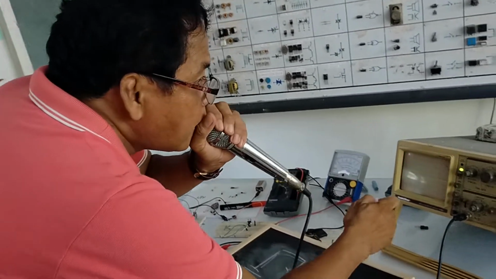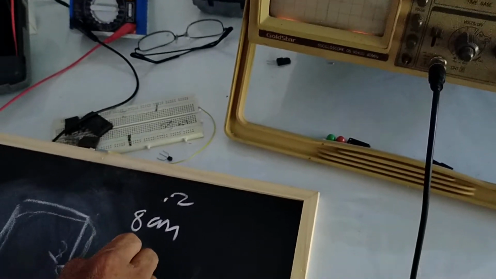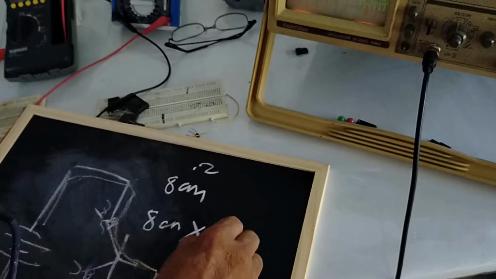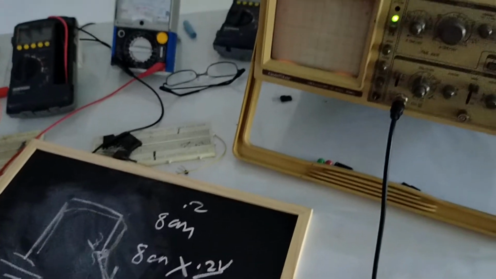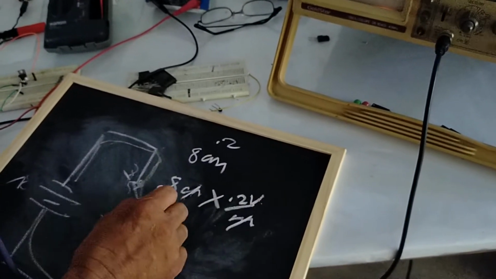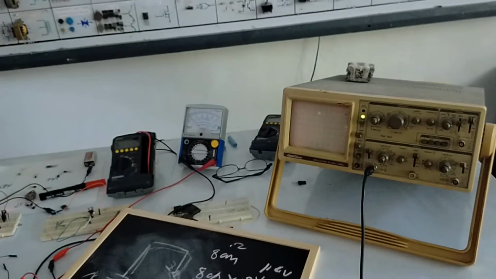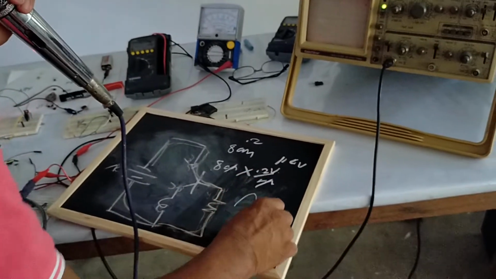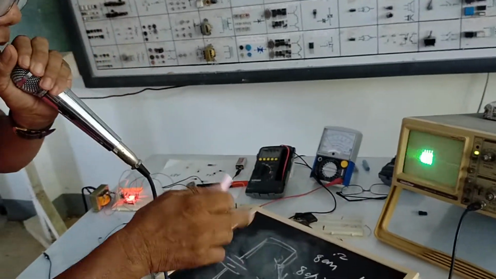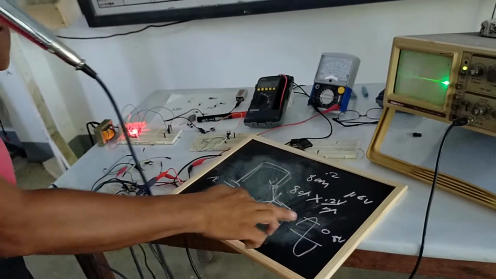Okay? So we are using here 0.2. We have here 8 centimeters times 0.2 volts per centimeter. Centimeter and centimeter are cancelled out. What remains is the voltage. 8 times 0.2 is 1.6 volts. But that is the peak to peak. Only half of the cycle is being utilized. So the peak value is 1.6 divided by 2, which is 0.8 volts.